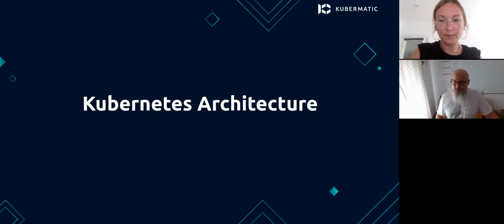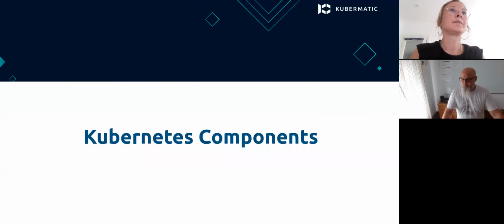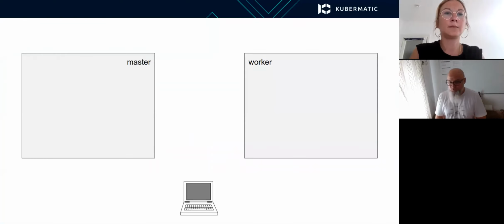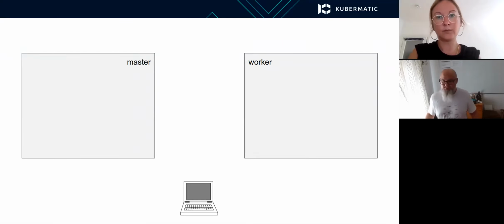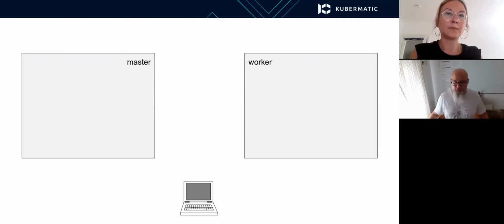Let's talk about Kubernetes architecture. What are the main Kubernetes components? Most of you probably know that. In the Kubernetes world, we have to distinguish between master nodes and worker nodes. Master nodes, the control plane of Kubernetes, is running on the master nodes, and your applications are running on the worker nodes.